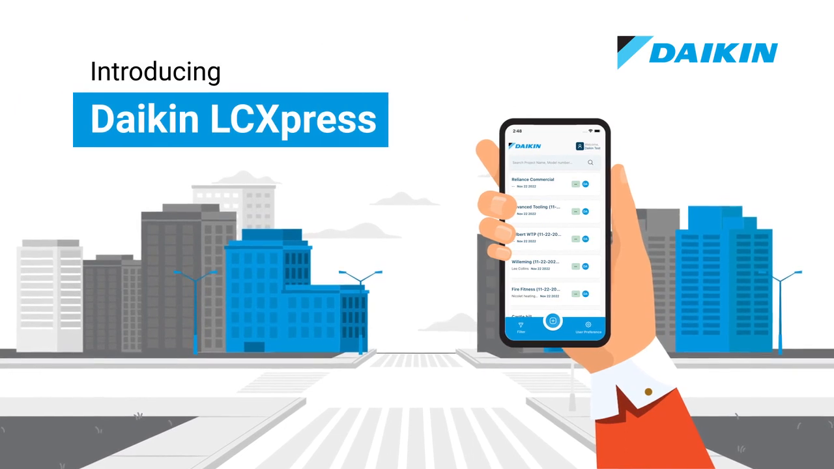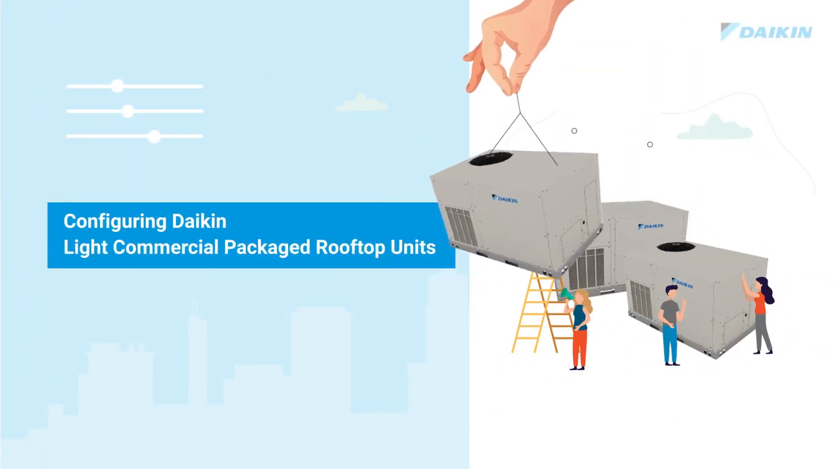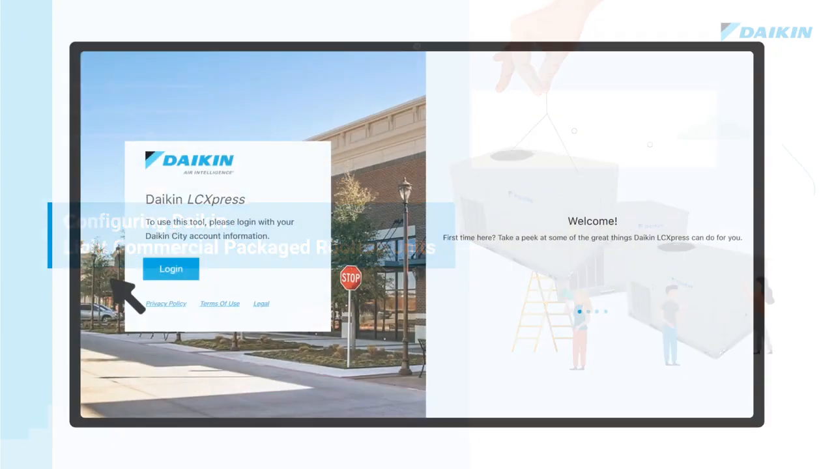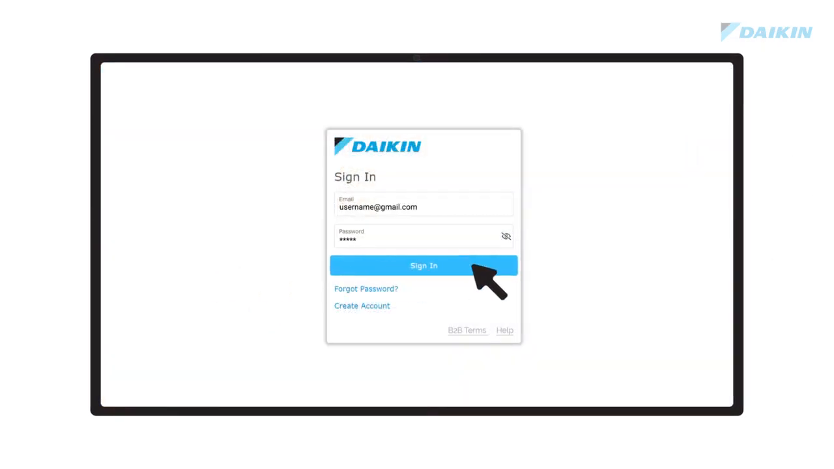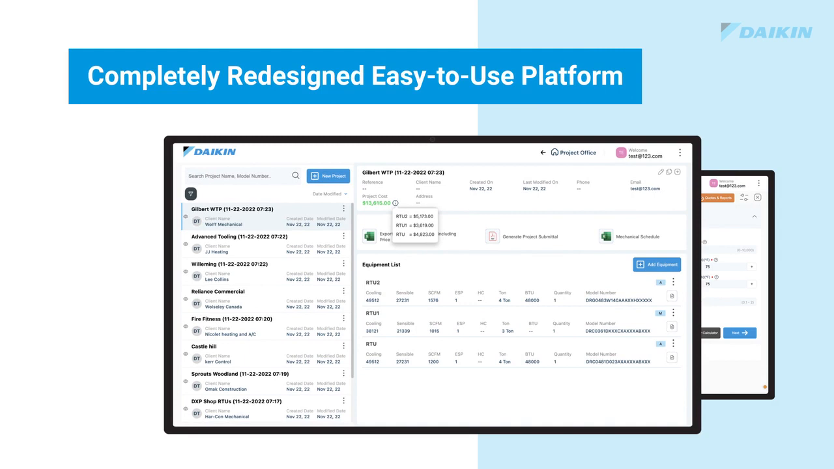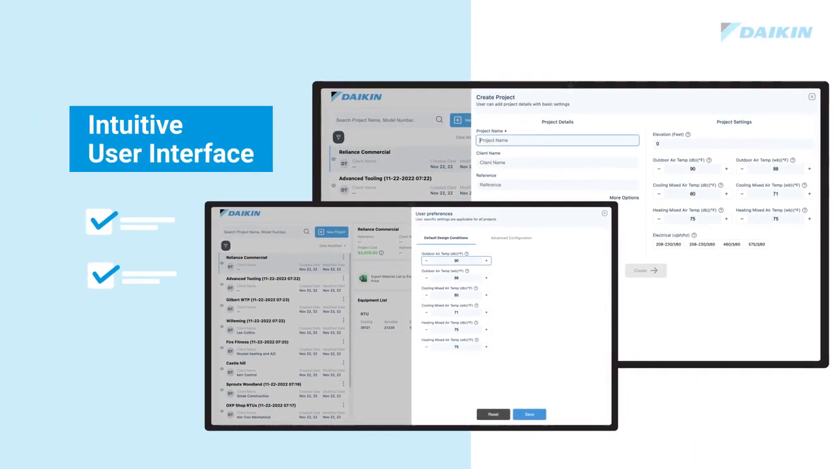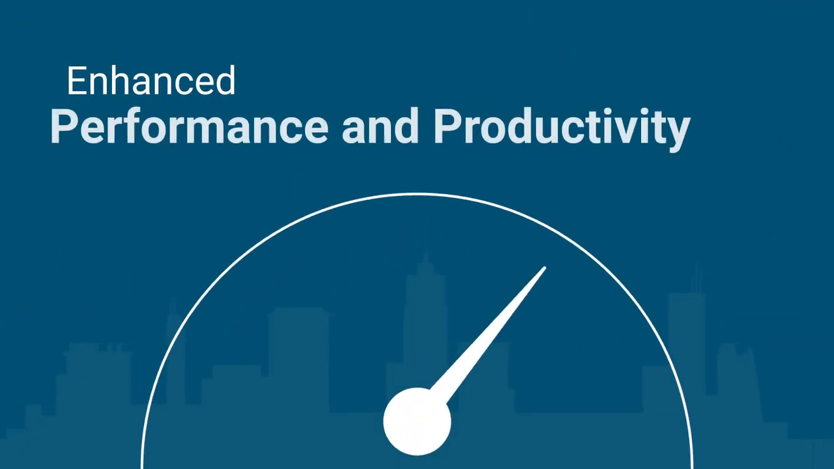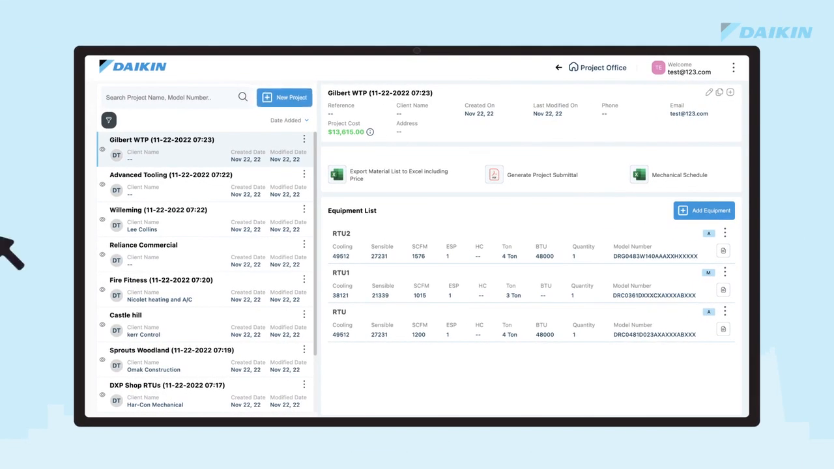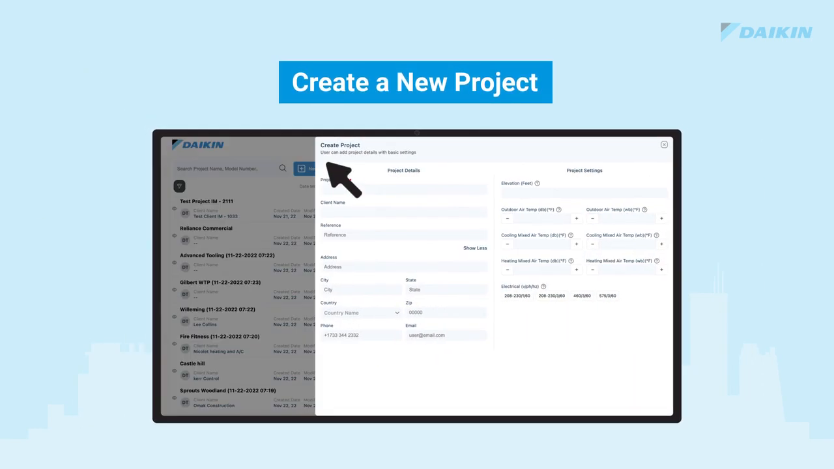Introducing the new LCXpress tool for configuring Daikin light commercial packaged rooftop units. This all-in-one and easy-to-use platform has been completely redesigned, keeping our customers in focus. It provides a more intuitive user interface with enhanced performance and productivity. The new user interface is concise and lets you create a project in a few easy steps.